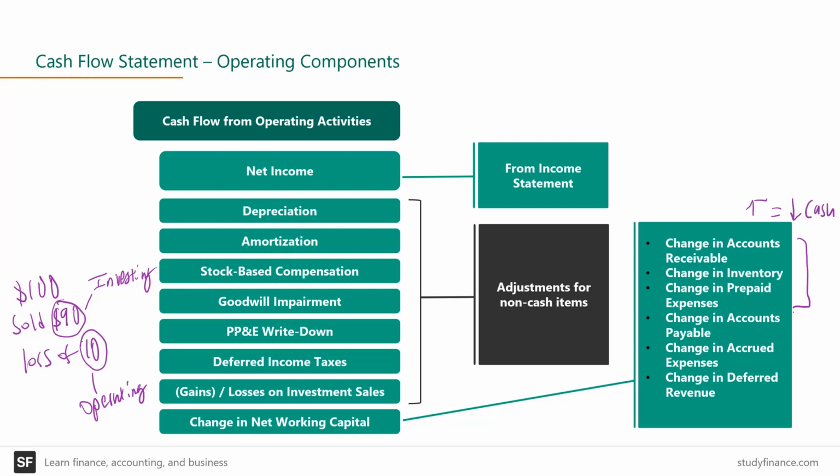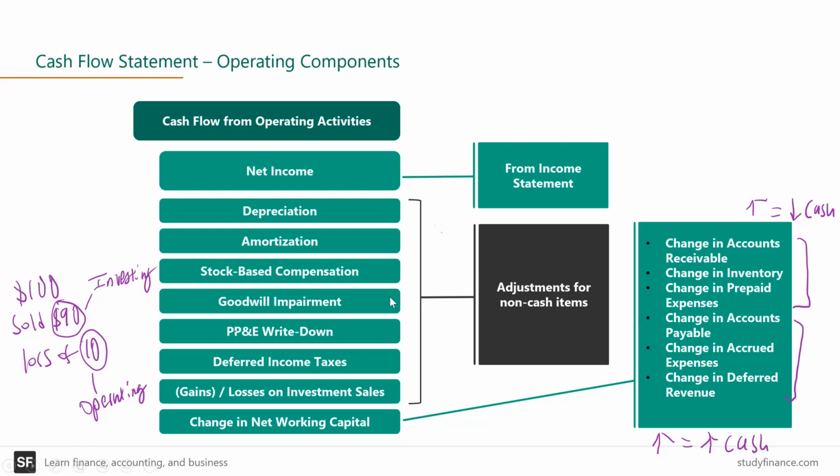For items on the liabilities side of the balance sheet, such as accounts payable, accrued expenses, and deferred revenue, an increase would mean that cash has been spared or has been collected early, so it will be registered as a cash inflow. So it would actually increase your cash balance.